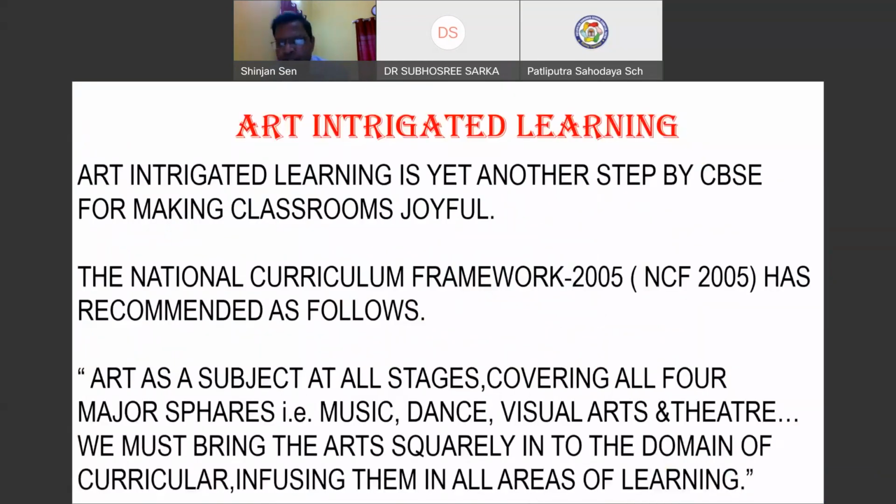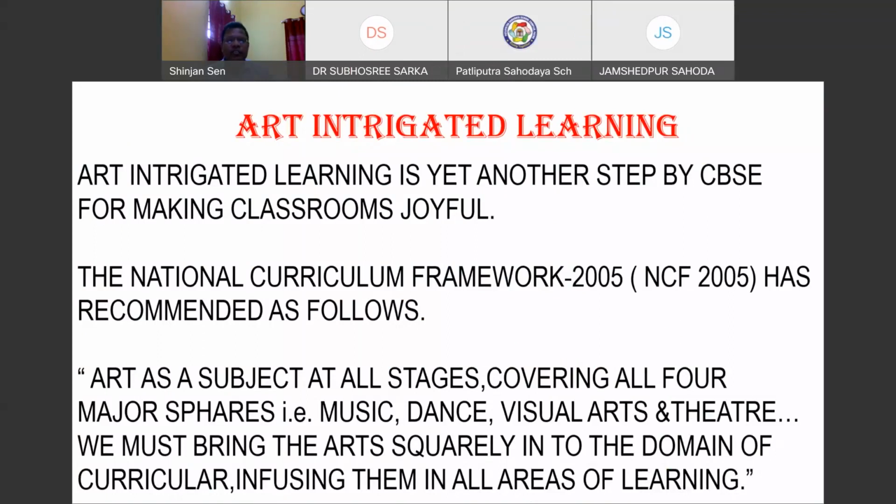Now, art integrated education. What does CBSE have to say? Art integrated learning is yet another step by CBSE for making classrooms joyful. So that's very simple. Art integrated learning is yet another step by CBSE for making classrooms joyful. And respected teachers, I hope you will definitely agree with me that as far as CBSE is concerned, innovation is happening there at every moment, at every second.